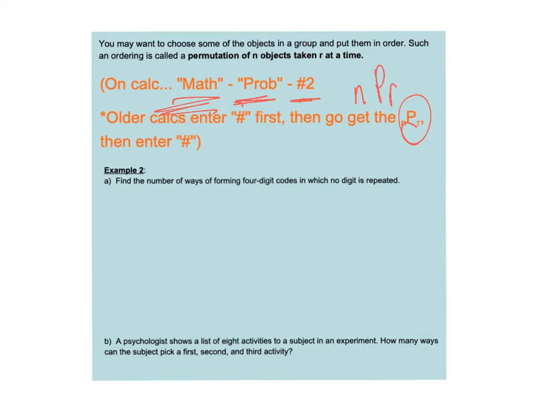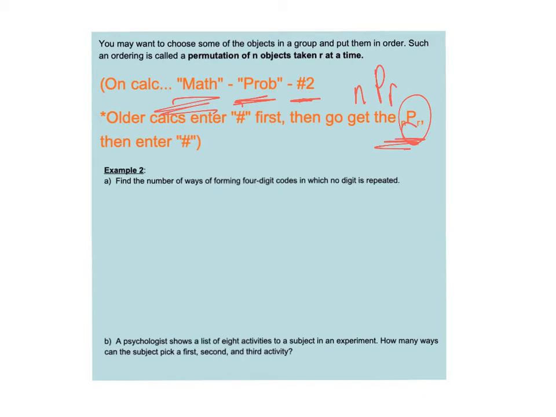NPR, right? On older calculators, you're going to have to enter your number first, then go get the NPR, then enter the other number. You'll see what I mean in a second when I do this. All right, so find the number of ways of forming 4-digit codes in which no digit is repeated.